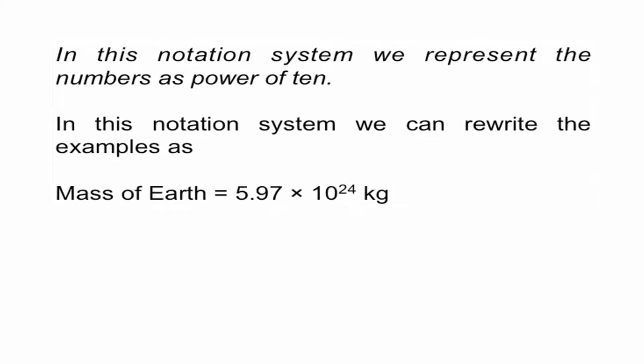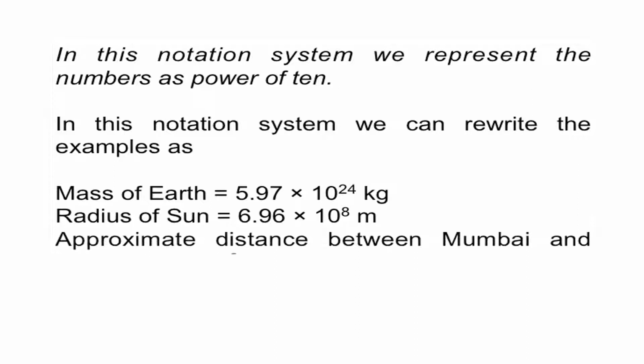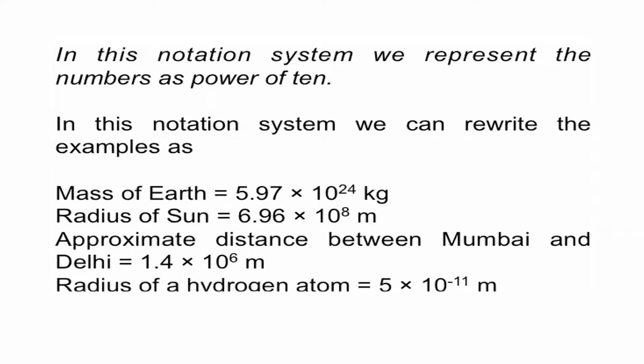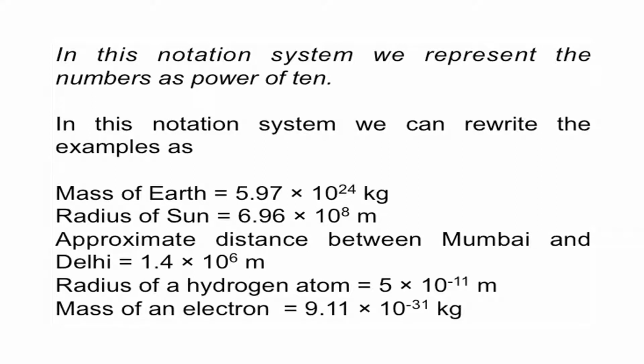Mass of the Earth can now be written as 5.97 into 10 to the power 24 kilogram. Radius of Sun can now be written as 6.96 into 10 to the power 8 meters. The approximate distance between Bombay and Delhi is given as 1.4 into 10 to the power 6 meters. Similarly, very small quantity can also be expressed in powers of 10, like radius of a hydrogen atom is given as 5 into 10 to the power minus 11 meters. Mass of an electron is given as 9.11 into 10 to the power minus 31 kilogram.